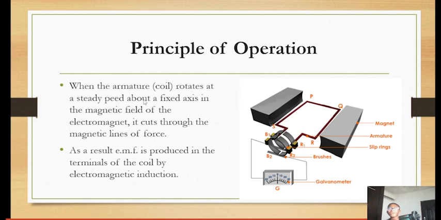Principle of operation: you can see the armature here. When the armature rotates at a steady speed about a fixed axis in the magnetic field of the electromagnet, it cuts through the magnetic lines of force. As a result, EMF is produced in the terminals of the coil by electromagnetic induction. EMF is produced by electromagnetic induction.